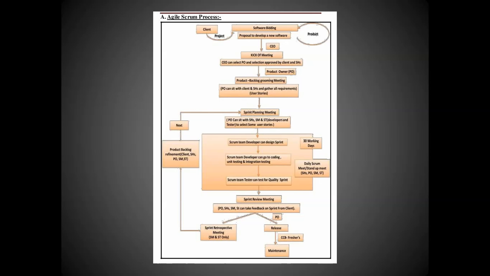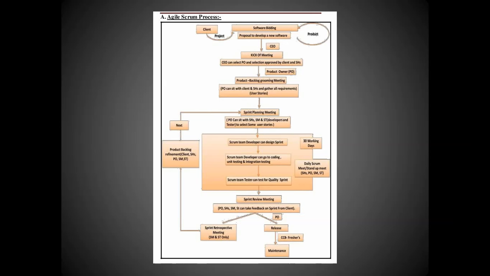This is the Agile Scrum process here. It can be a project-based or a product-based one. The same story is going on here as what we saw in the earlier software bidding. The CEO is going to conduct one kickoff meeting. Here the CEO is going to select one PO. PO means product owner. Next, the PO is going to conduct one meeting. That meeting is called the product backlog grooming meeting.